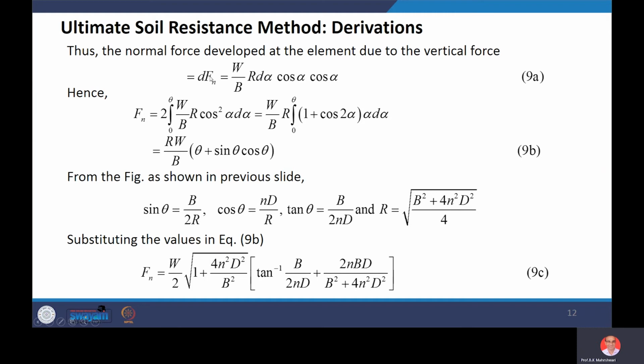Now to calculate the value of N, it should be integrated from 0 to theta. Once you do this integration, you end up with this equation: R W by B times theta plus sin theta cos theta. Now the values of sin theta and cos theta are given from these relations, V by 2R and ND by R, and tan theta can be found from this relation. R can be calculated since sin square theta plus cos square theta is 1. And once we substitute all these back in equation 9a, you get equation 9c.